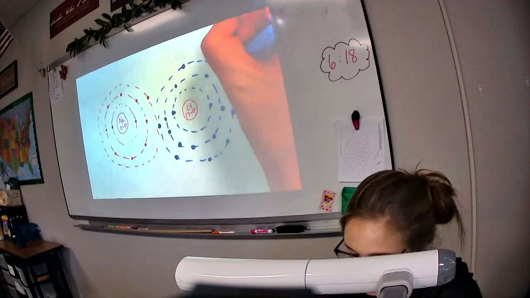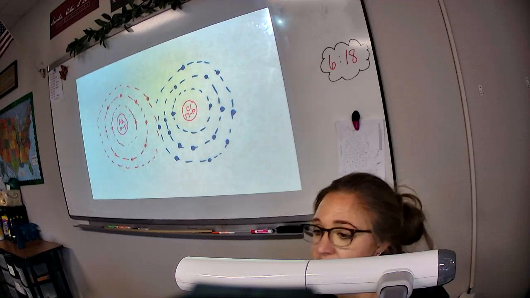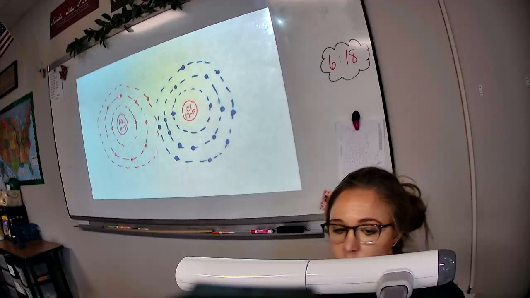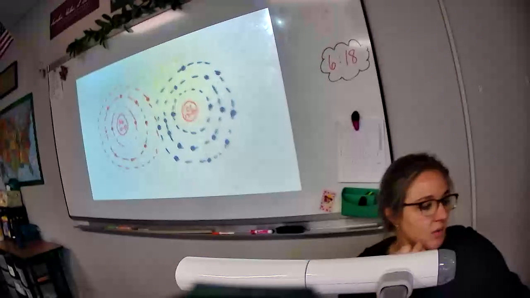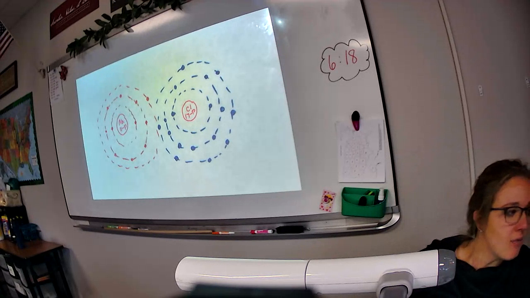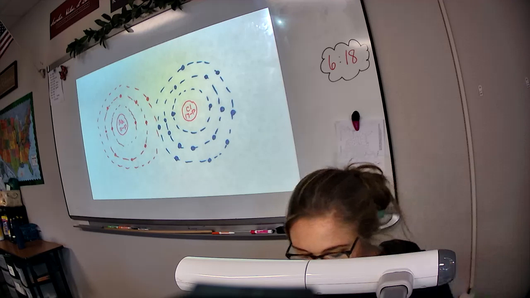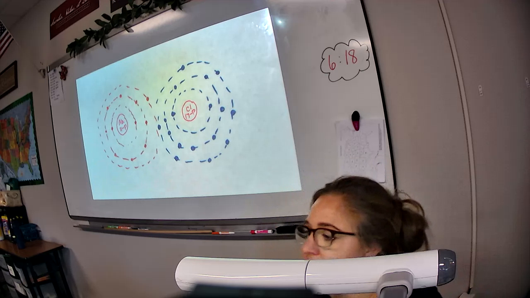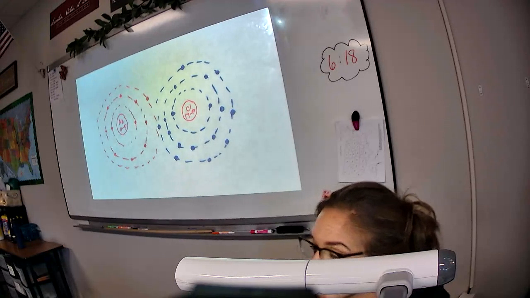Now, remember how I told you that atoms need to have that full outer shell in order to be, quote unquote, happy, right? They will not rest until they have that full outer shell. So what they will do is they will either gain electrons or lose electrons to have a full outer shell.